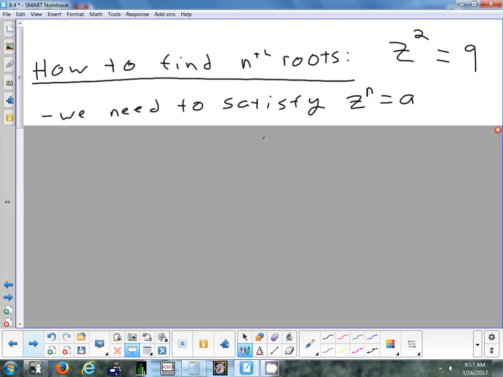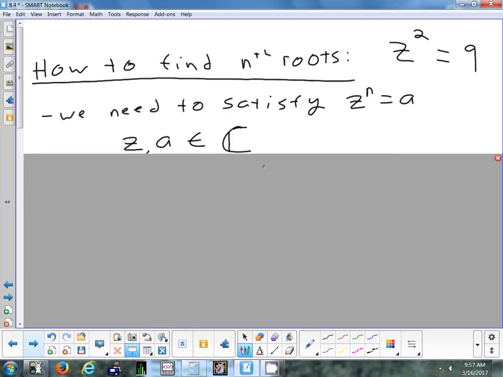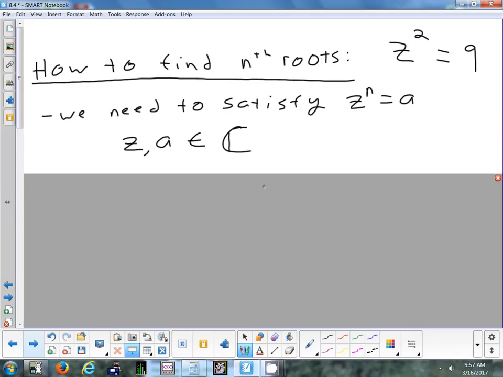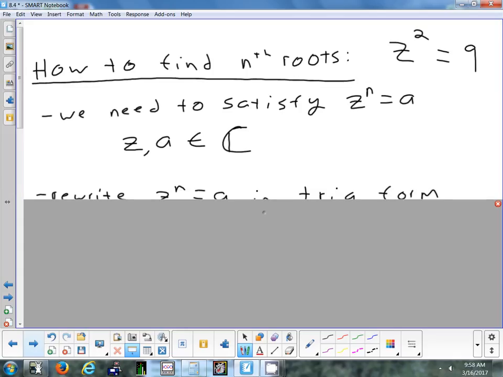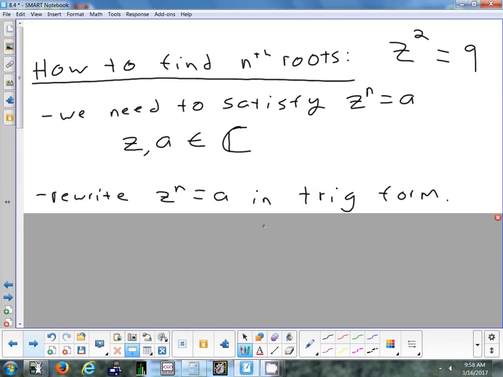Okay, so n is your power, or n is your root, and a is what you're taking the root of. All that this says is both z and a can be complex numbers. In other words, we're not working with just reals. Z and a can be complex numbers. So the first thing we have to do is rewrite this equation that we just set up in trig form. Now, the left-hand side has to be written in trig form, and so does the right-hand side.